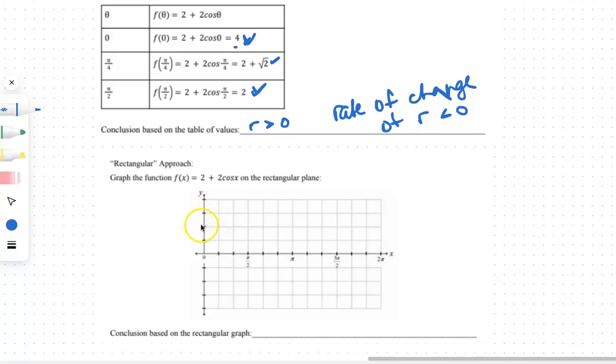What we're going to do is graph this function 2 plus 2 cosine x on the rectangular plane. So I first put in my midline at 2, and then I have an amplitude of 2.